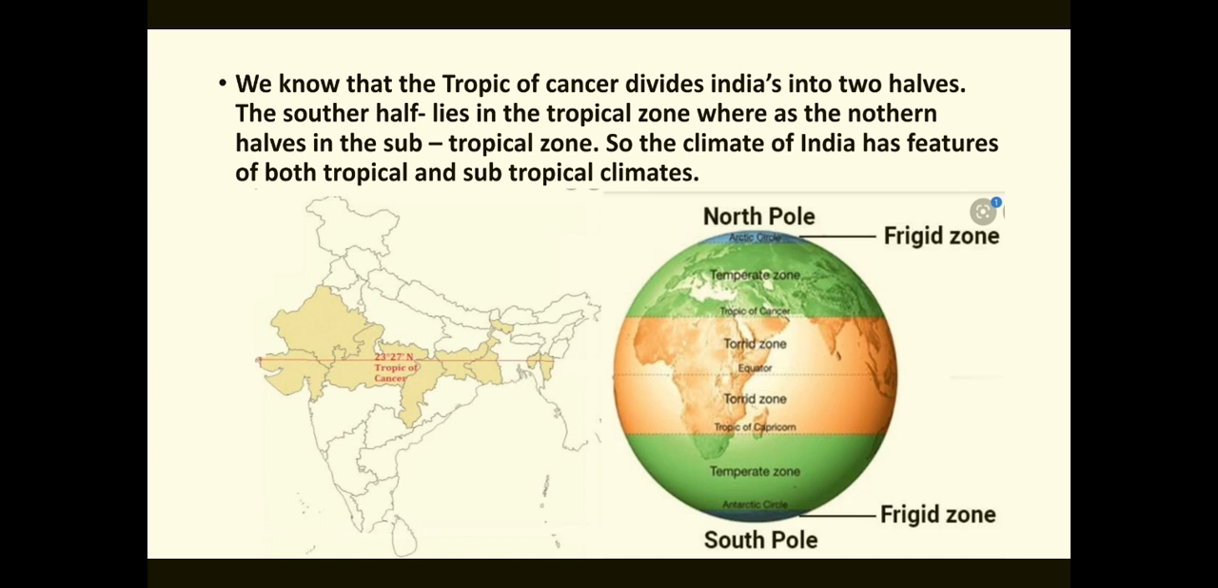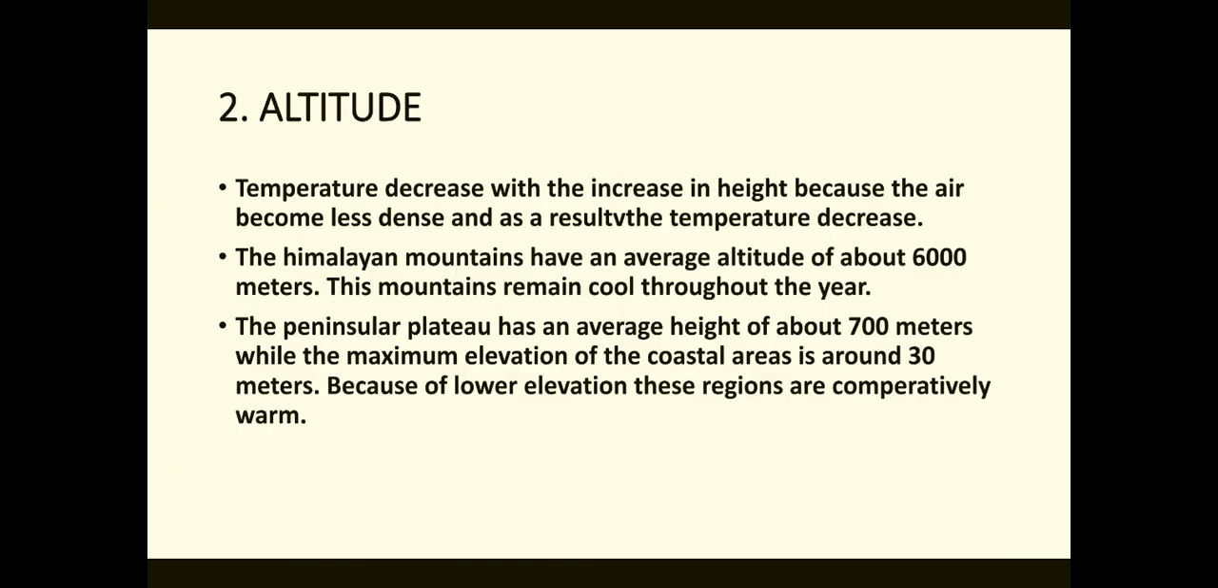We know that the Tropic of Cancer divides India into two halves. The southern half lies in the tropical zone, whereas the northern half lies in the subtropical zone. So the climate of India has features of both tropical and subtropical climates. Since the southern parts of India lie close to the equator, they experience high temperatures, while on the other hand, the northern half experiences a warm climate.